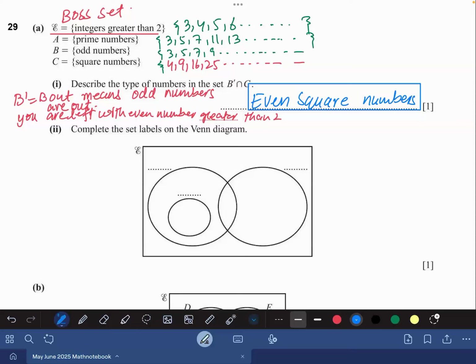Complete the set labels on the diagram. Okay, so first of all, we need to complete this. Odd numbers are also prime numbers. Agree? So odd numbers will be set B and it will be inside A, which is prime numbers, and C is the square numbers. Why is B inside A, everybody? B is inside A because B is odd numbers, and they can be prime numbers, agree or not. And this region is those odd numbers which are not prime. Okay, everybody understood?